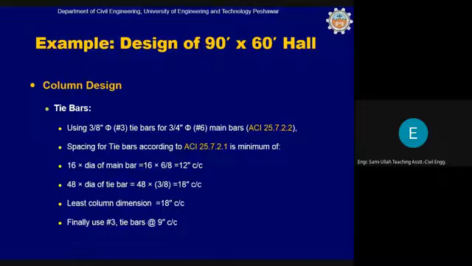Or the least column dimension. For example, if the column is 12 by 18, the least column dimension is 12 inch. Since this column is 18 by 18, the least column dimension is also 18 inch. Finally, we decide to use number 3 bar at the rate of 9 inch center instead of 12 inch center, further reducing the spacing between the ties.